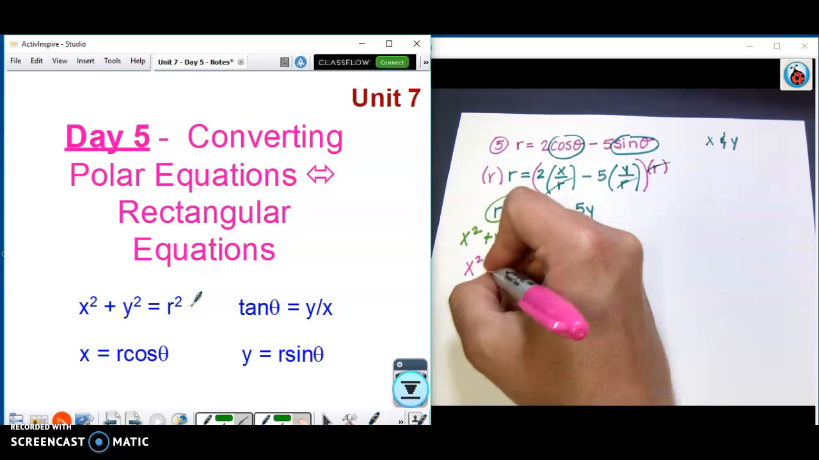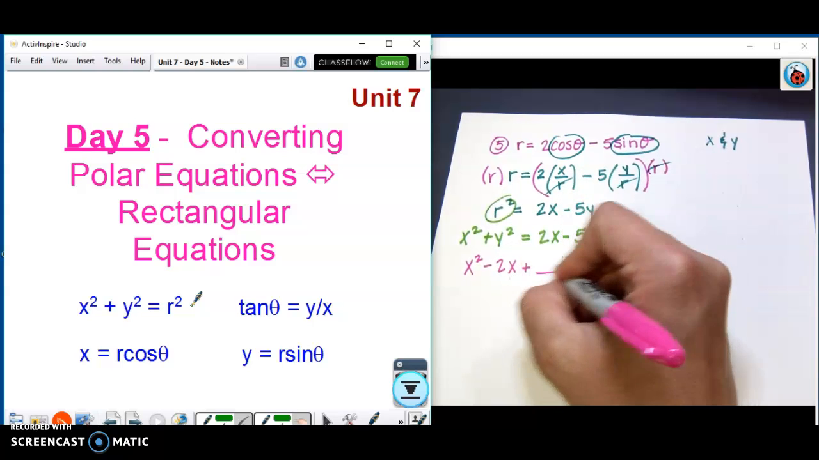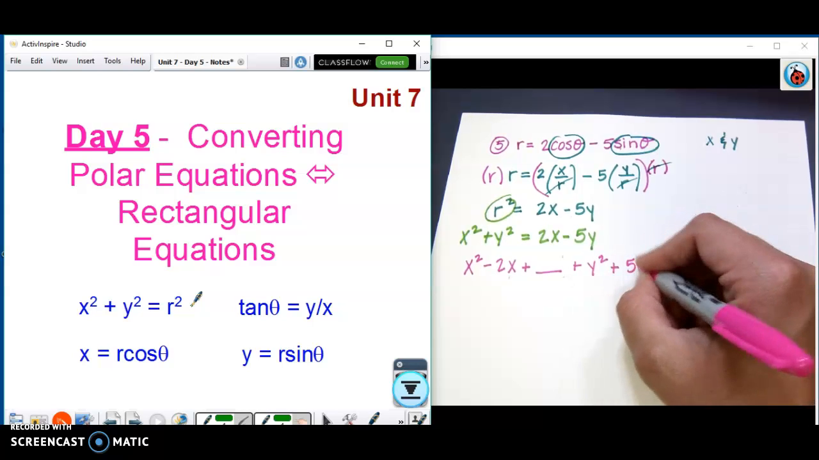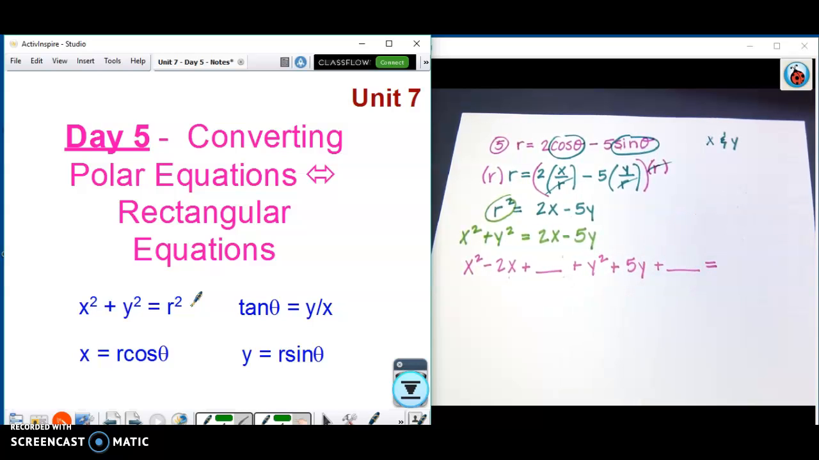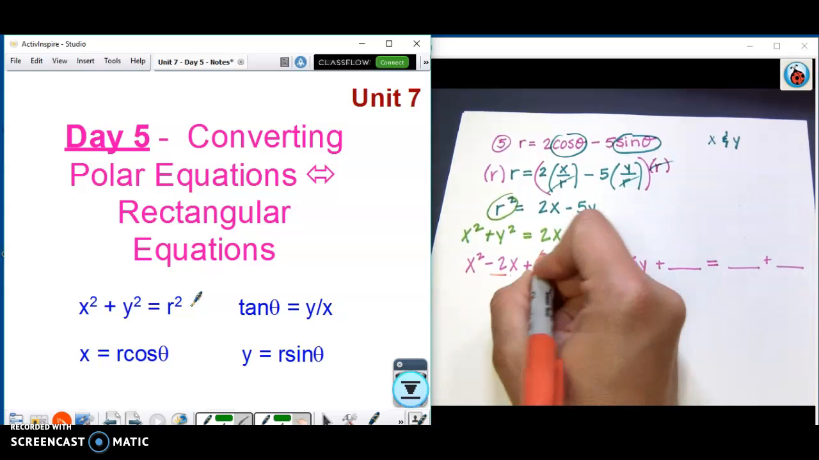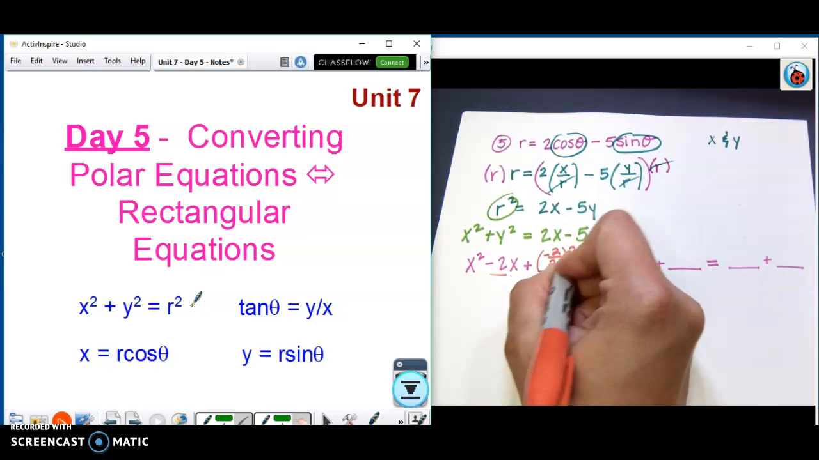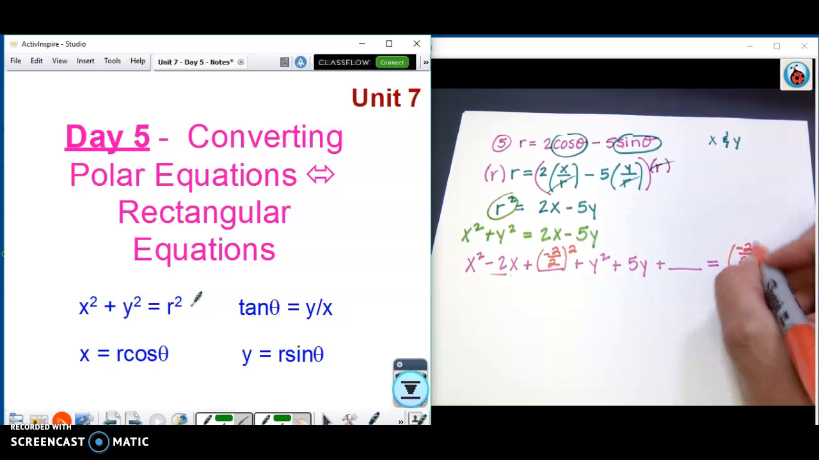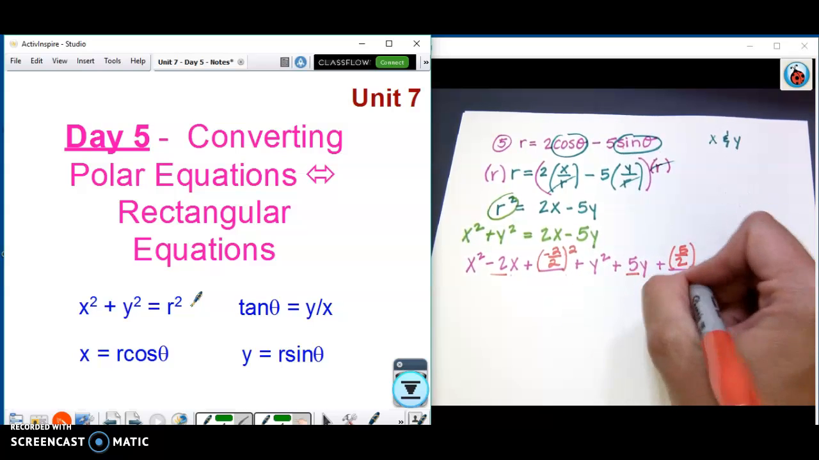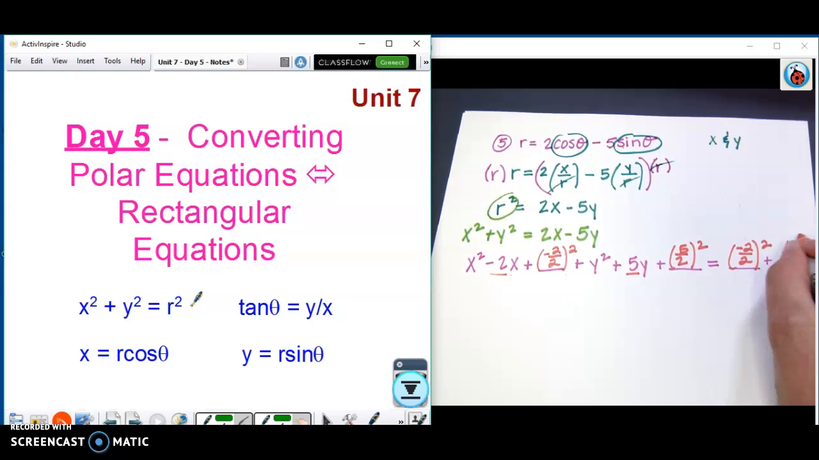So I'm going to move over my minus 2x. I'm going to go ahead and leave a blank there. Then I'm going to have my plus y squared. I'm going to move over my 5y, have a blank. There will be nothing on the right-hand side, but we're going to need our 2 blanks. For completing the square, remember it's b over 2 squared. For x's, the b is negative 2, so negative 2 over 2 squared. Make sure you put it on the other side. For y's, the b is 5, so 5 over 2 squared. Make sure you put it on the other side.